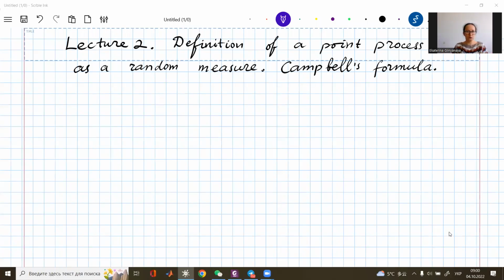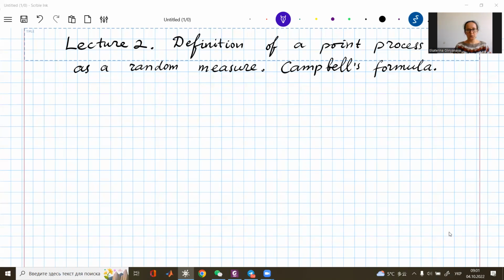Okay, so on today's lecture, we will continue our talk about point processes, and today we will define a point process more precisely. So it's all mathematical statement and definition.